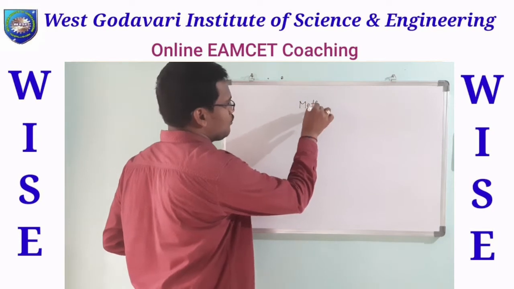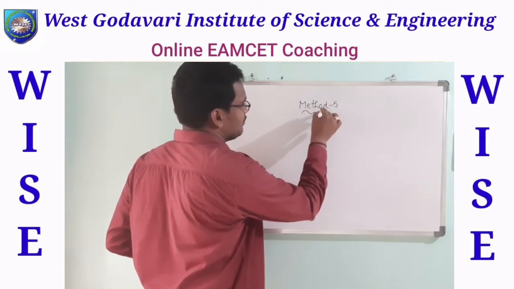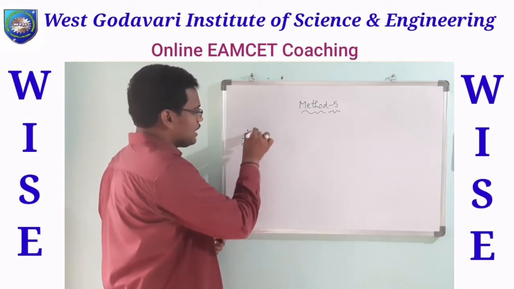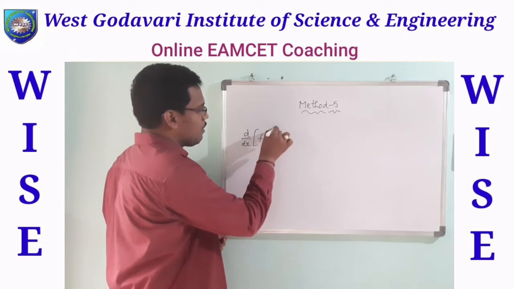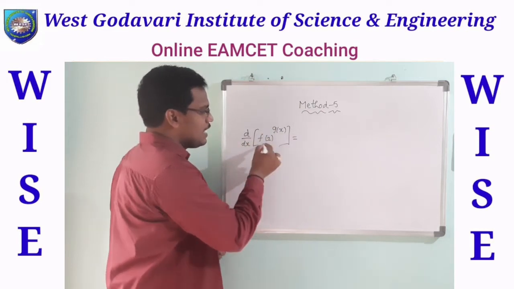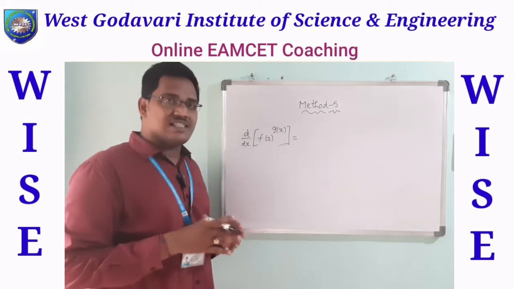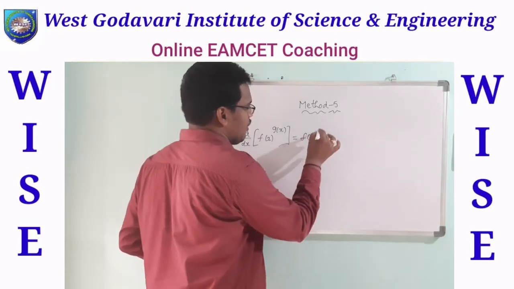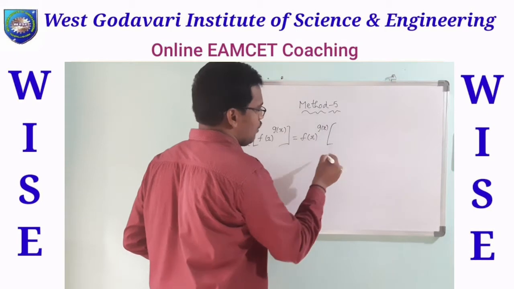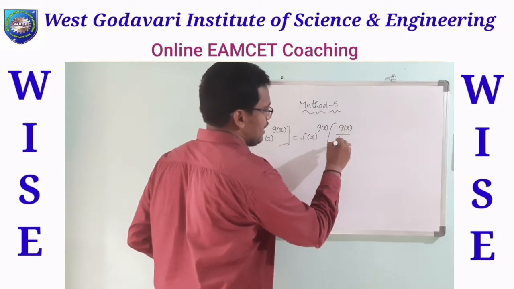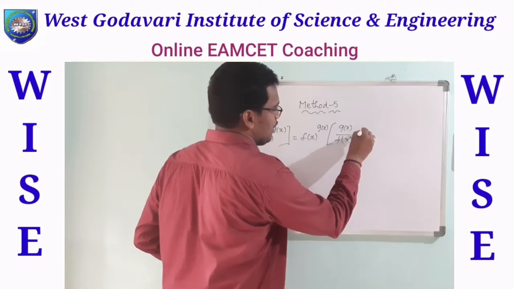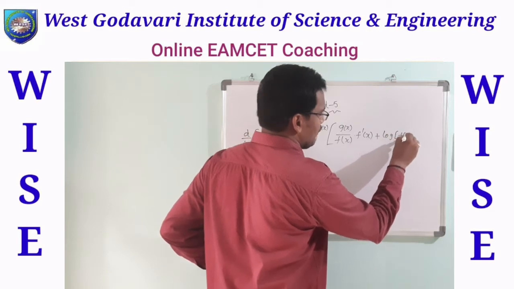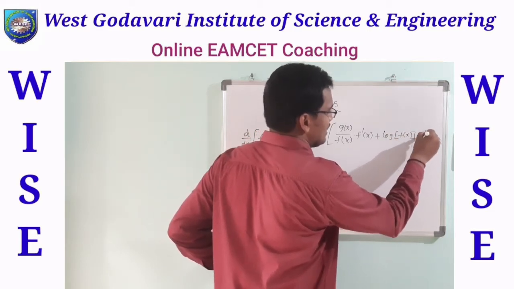The new method of today's class is Method 5. Suppose the given problem is in the form of d by dx of f of x whole to the power of g of x. Here f of x is a function and g of x is another function. Then the shortcut technique is f of x whole to the power of g of x by f of x into f dash of x plus log f of x into g dash of x.